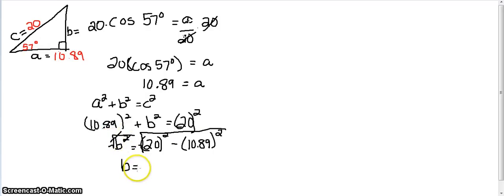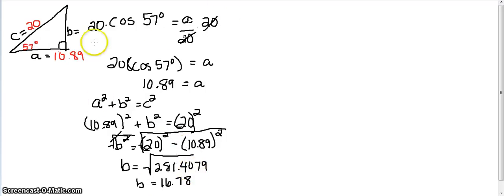So if we punch this into the calculator, doing the square root of 20 squared minus 10.89 squared, we end up with the square root of 281.4079. If I take the square root of that, we get B equals 16.78. So we know that our opposite side is going to be 16.78.